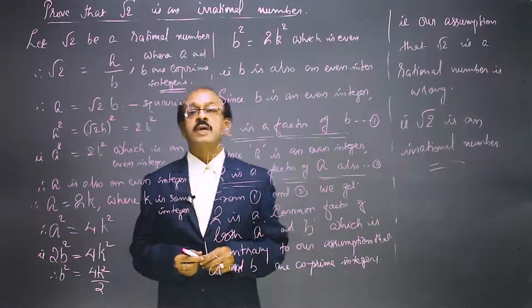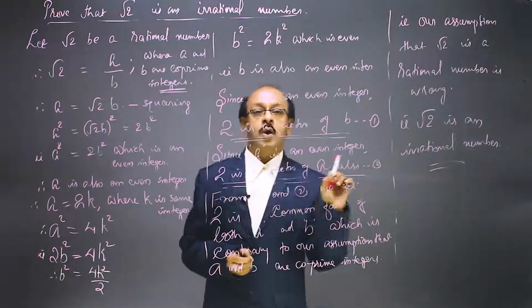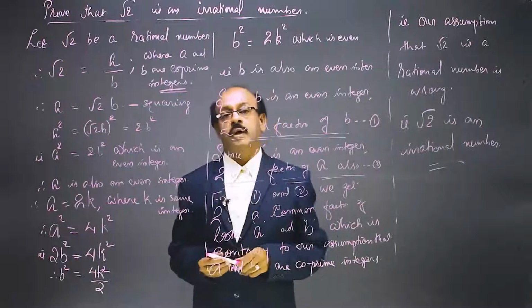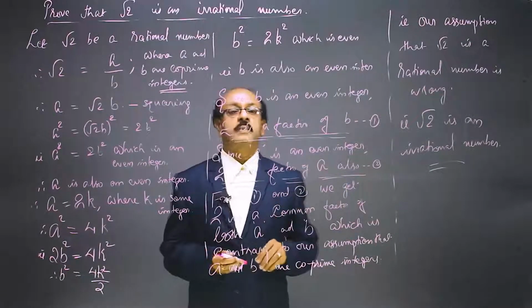But our assumption is that a and b are co-prime integers. Co-prime means having no common factors other than 1. 1 is the only common factor of a and b. No common factors are there. That is the meaning of a and b are co-prime integers.